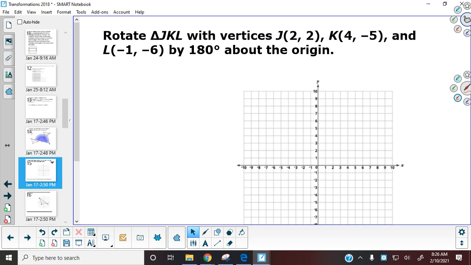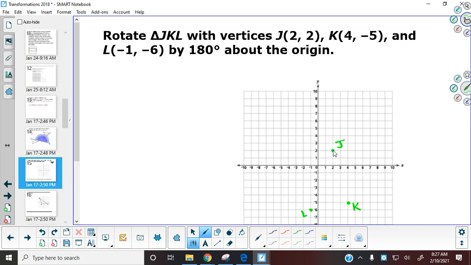The ones that we're going to spend a little more time on are these questions here. We want to rotate JKL with vertices (2, 2), (4, -5), and (-1, -6) by 180 degrees. This is what I would recommend. First and foremost, let's plot the points that they give us. We have (2, 2), we've got (4, -5), and (-1, -6). This looks a little bit better than that triangle we did the other day. So we have J, K, and L, and we're rotating 180 degrees around the origin.